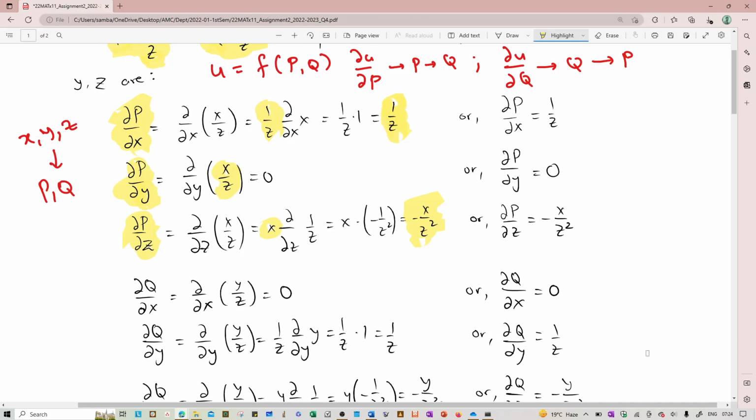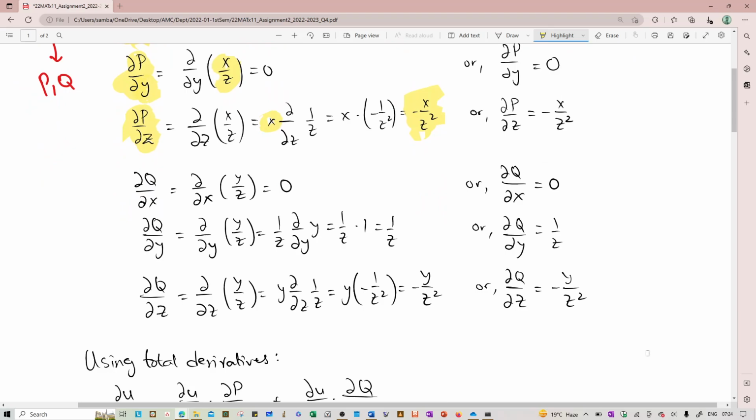Okay, having said that, let's move on to q. In q, dou q by dou x is the first partial differentiation we do. In this case, y and z both are constants, so the partial derivative of q with respect to x is equal to 0. Next we take the partial derivative of q with respect to y, and in this case 1 by z is the constant, so that comes outside, and dou by dou y of y is equal to 1, and we get 1 by z.